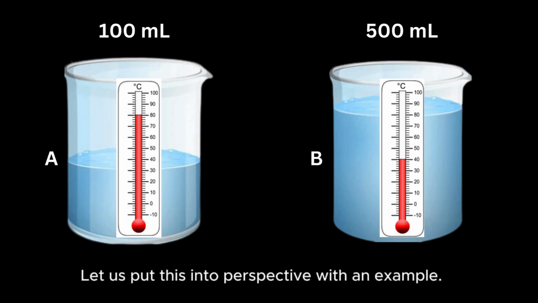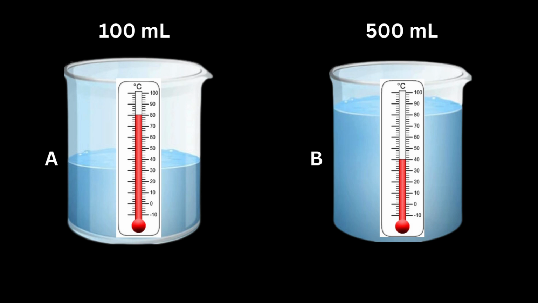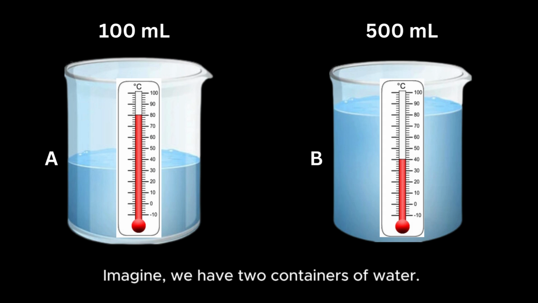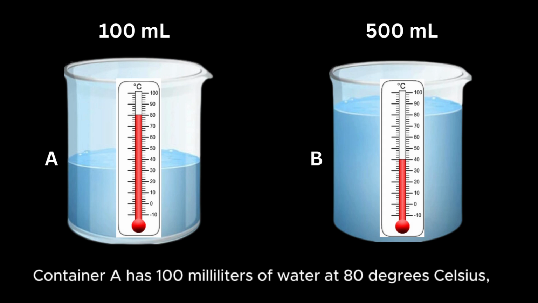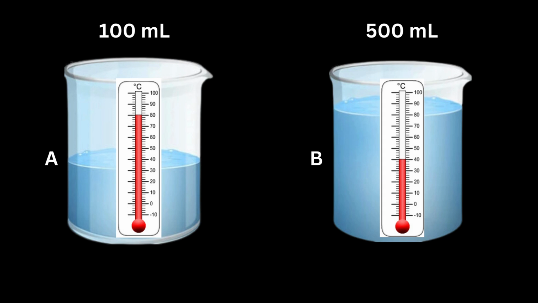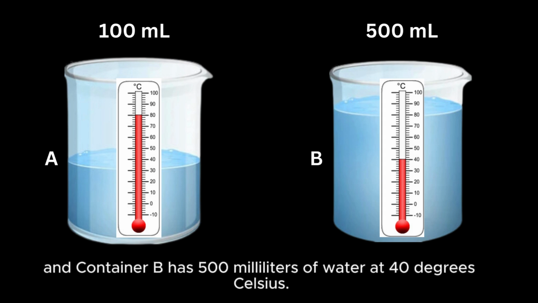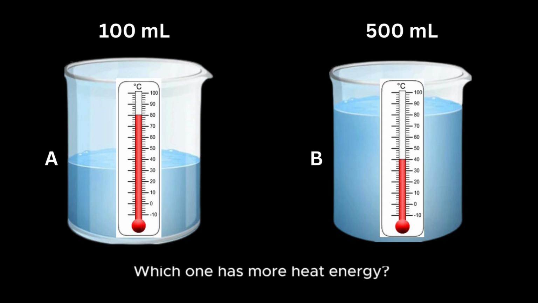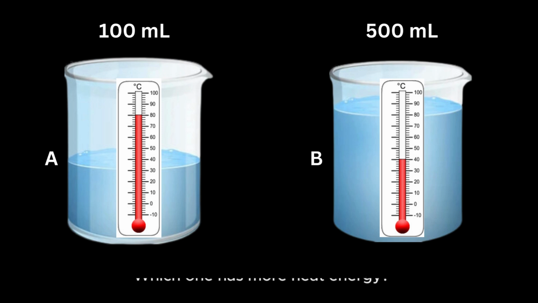Let us put this into perspective with an example. Imagine we have two containers of water. Container A has 100 milliliters of water at 80 degrees Celsius, and container B has 500 milliliters of water at 40 degrees Celsius. Which one has more heat energy?